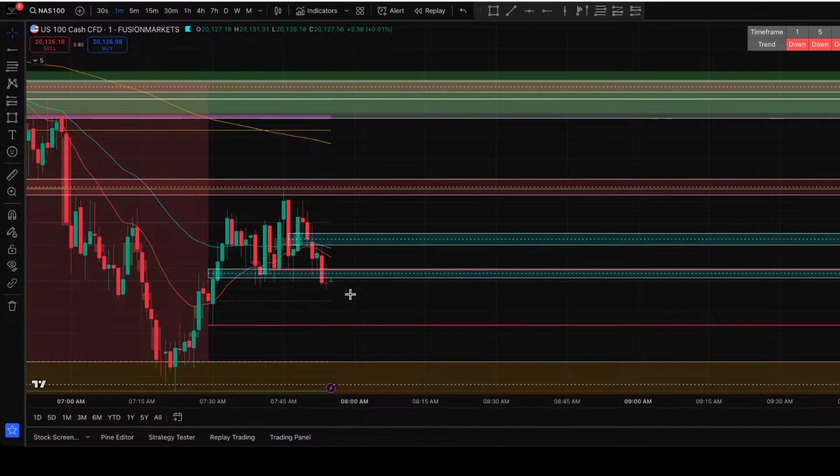Okay, that's our second candle close below that red line. We've swept out these lows. Now I want to see this thing just start driving.